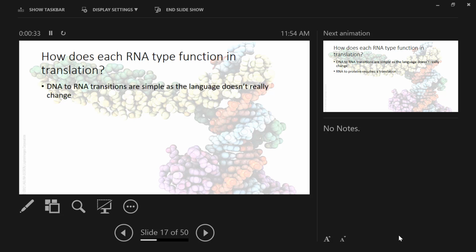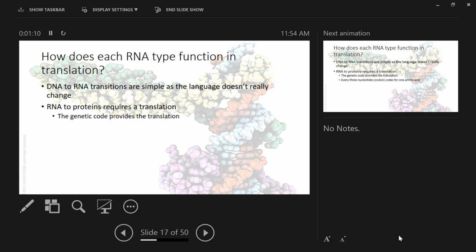So DNA to RNA transitions, that transcription event is fairly simple. The language doesn't really change. The nucleotides you're choosing is different. They have different sugars and a different base in the case of thymine and uracil. But overall, the language really isn't changing. Translation is more complex. To go from RNA to proteins is fairly complex, happens outside of the nucleus in eukaryotic cells. And so it involves a great deal of work.